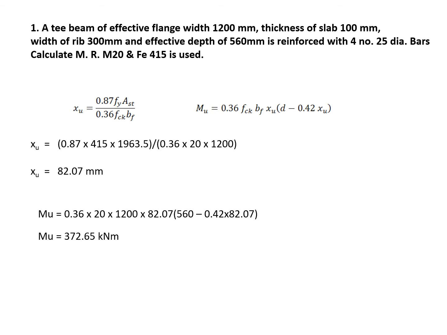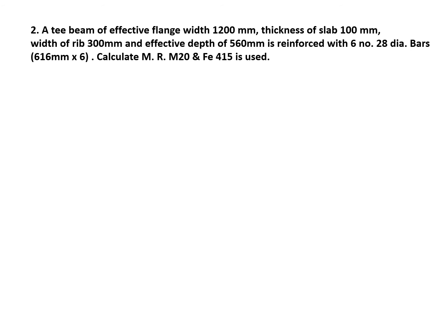Alright, so now you look at the second one. T-beam of effective flange width 1200, thickness 100, width of rib 300, effective depth 560, there are 6 bars of 28. And we have the same thing, M20 and Fe415. So now we will assume that df is less than 3/7 of xu.